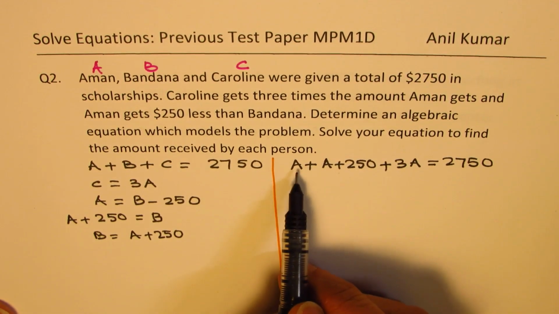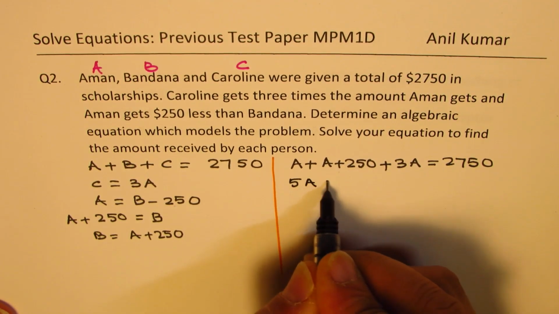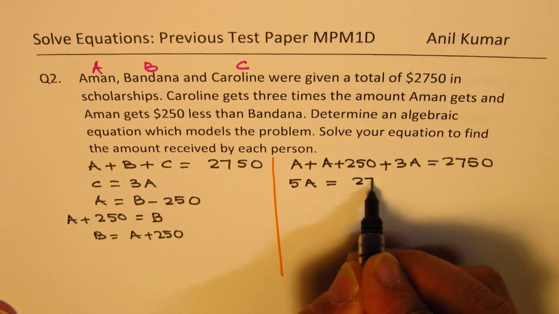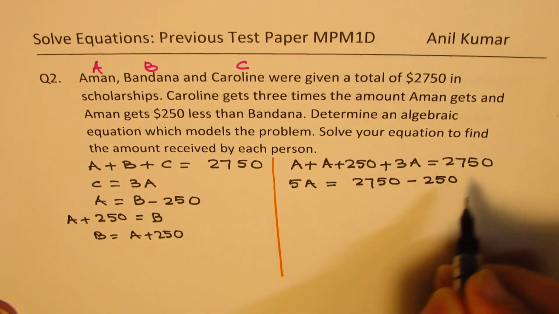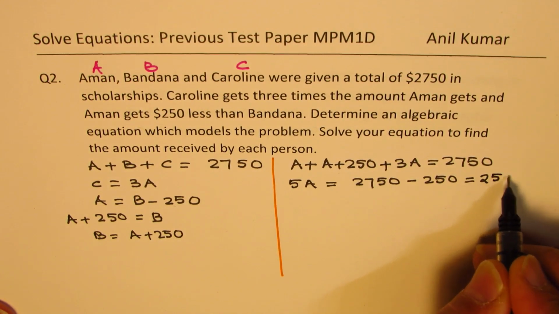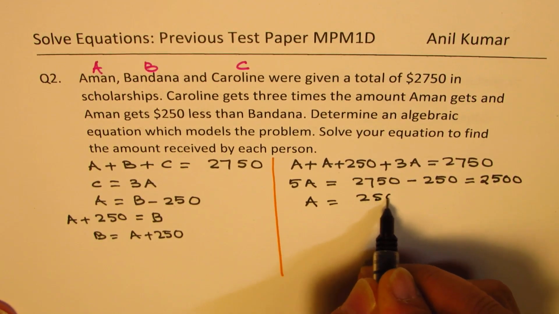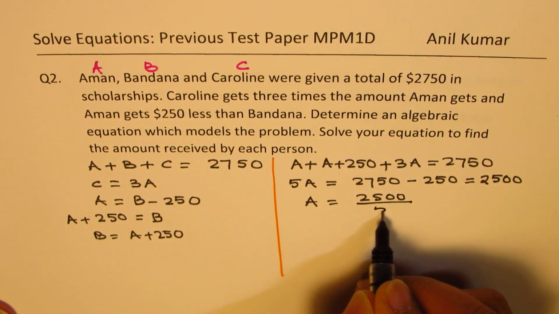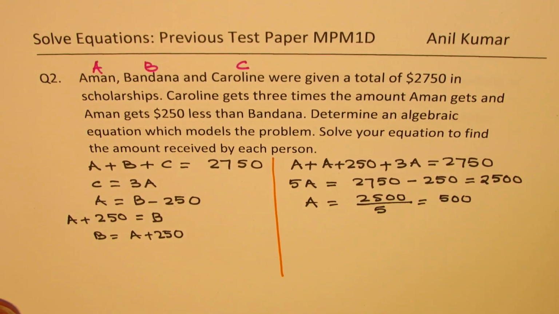Okay? So A and 3A makes it 5A. So 5A is equal to 2750 minus 250, which is equal to 2500. So A is 2500 divided by 5, or 500. So A gets $500. Now let's write down each value, right?